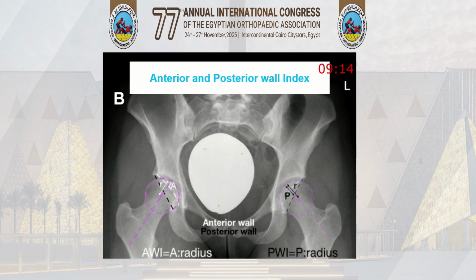The anterior and the posterior wall index measure the amount of coverage of the anterior and posterior wall, and the anterior wall index is more reliable than the anterior center edge angle in the false profile view. How can we measure the anterior and posterior wall index? For the anterior wall, by dividing the width of the anterior wall by the radius of a perfect circle of the femoral head, it is normally about 0.04. Similarly, the posterior wall index is about 0.09.